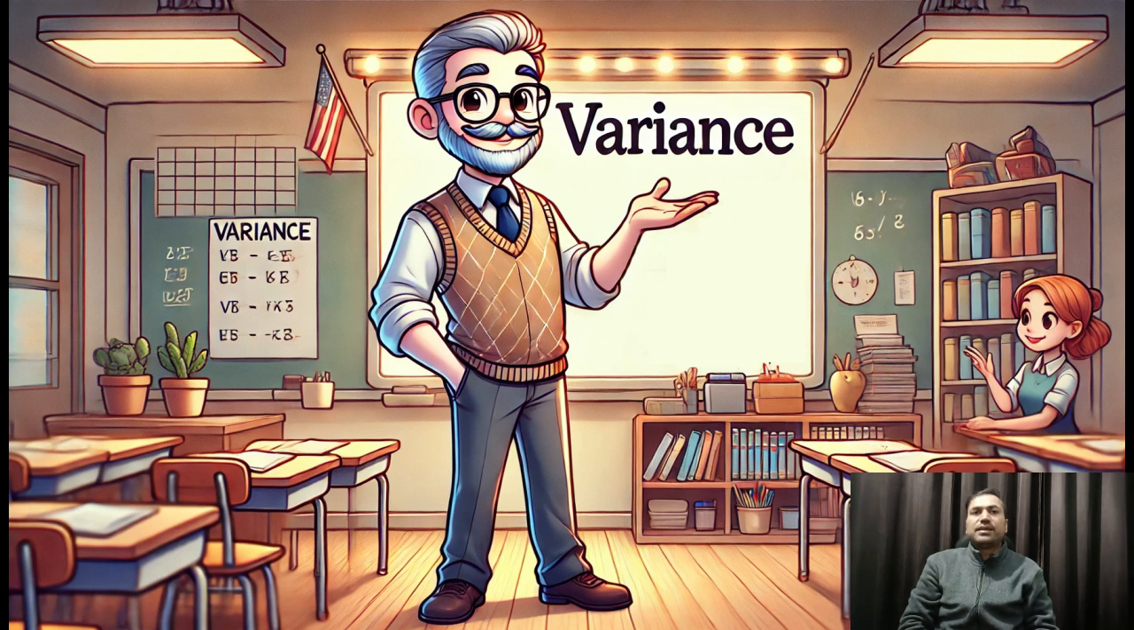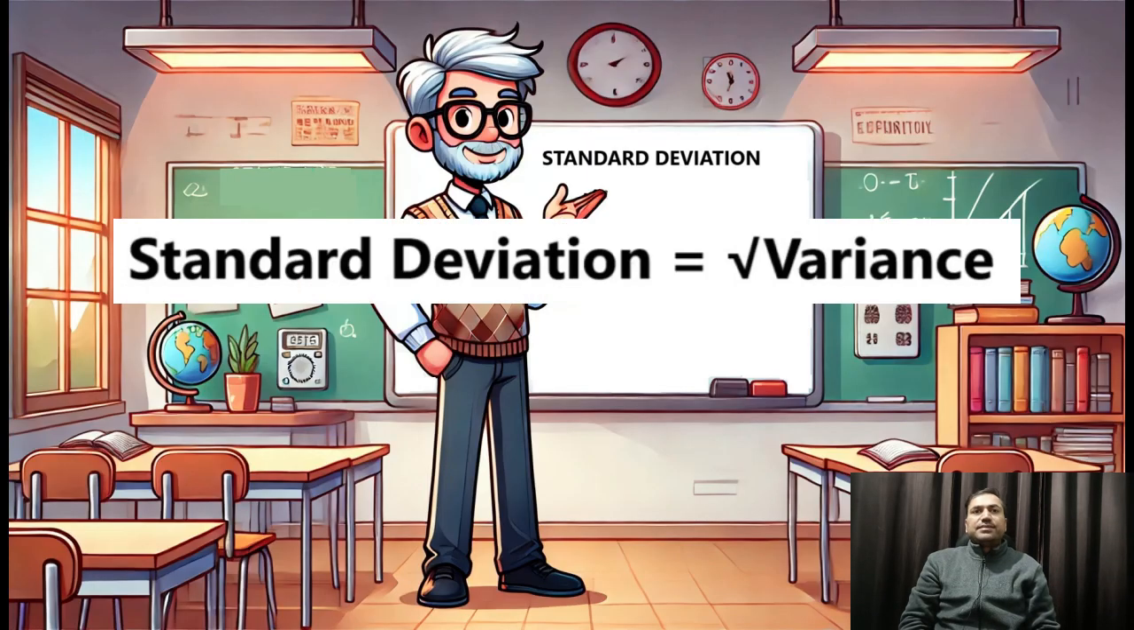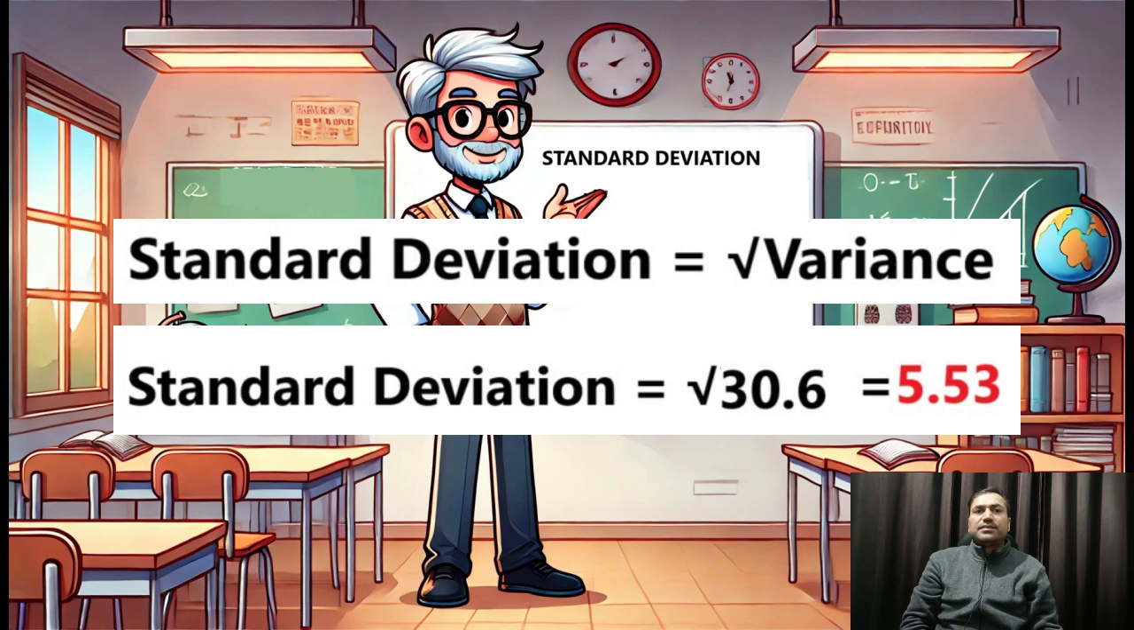That's why we have standard deviation. Standard deviation is just the square root of the variance. It brings the unit back to the same scale as the original data. So in our example, the standard deviation is the square root of 30.6, which is equal to 5.53.